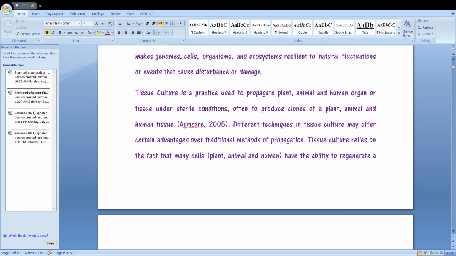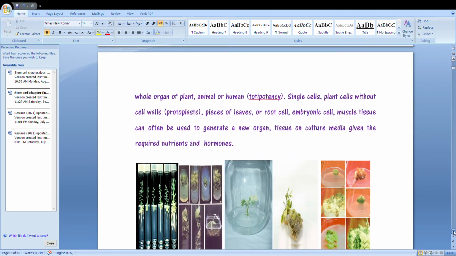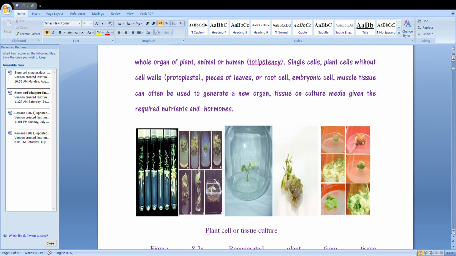Tissue culture is a practice used to propagate plant, animal, human organs or tissue under sterile conditions, often to produce clones of plants, animals, and human tissues. Different techniques in cell or tissue culture may offer certain advantages over traditional methods of propagation. Tissue culture relies on the fact that many cells, plant, animal, and human, have the ability to regenerate a whole organ of plant, animal, or human. This is called totipotency.